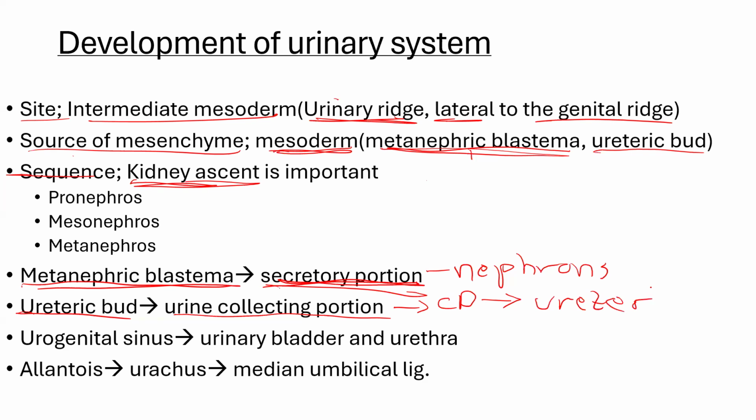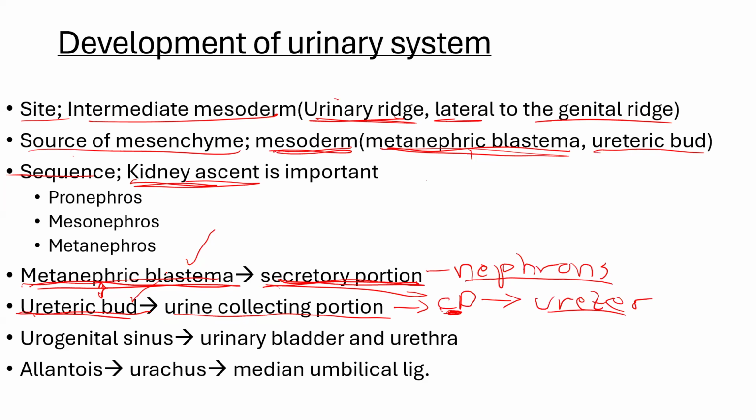But now you'll ask me this question. The metanephric blastema and the ureteric bud are two different structures. So there is need for these two to communicate with each other. Otherwise, urine which would be formed in the nephrons would not find its way to the collecting ducts, to the ureter, and eventually to the bladder. So there is need for communication between the structures derived from the metanephric blastema and the ureteric bud. So I want you to ask yourself this question. What would happen if this communication between the ureteric bud and metanephric blastema was not established?